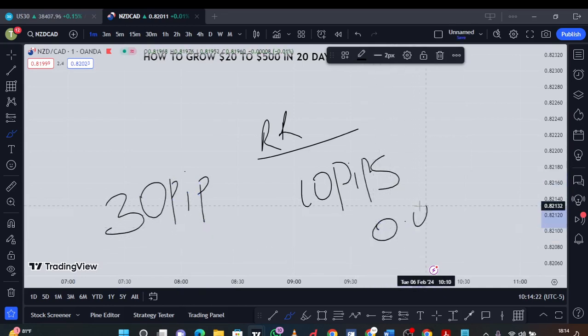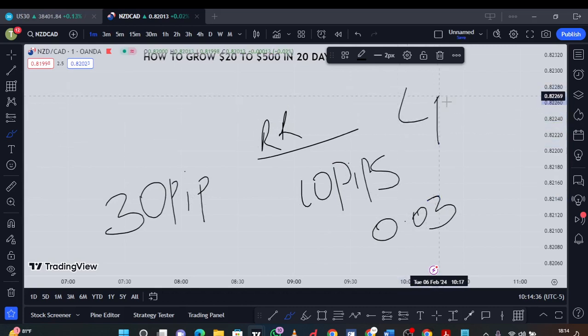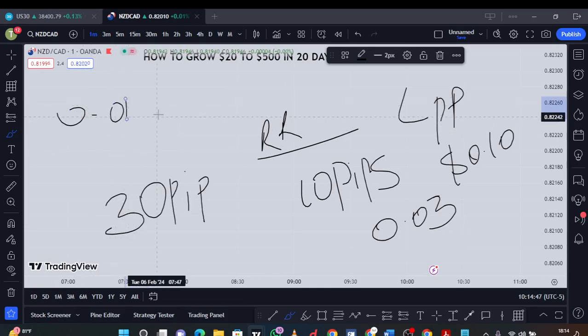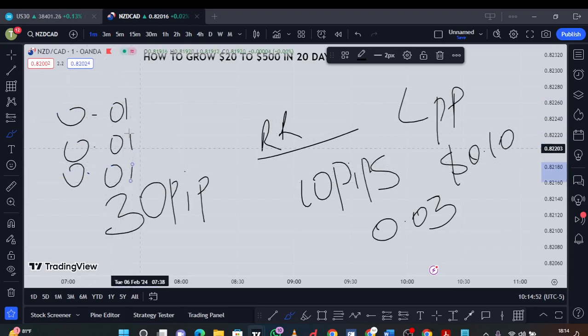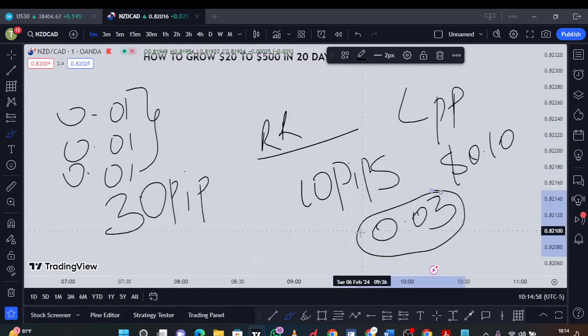We are going to start with 0.03 as our lot size on every particular trade you are going to be taking. Like I told you, we are going to be using the micro lot. The micro lot goes for the loss per pip, the LPP, 10 cents per pip, when we are using 0.01. So for example, here we have 3 positions of 0.01, indicating these ones are our positions. If we hit our stop loss, how much is our loss?